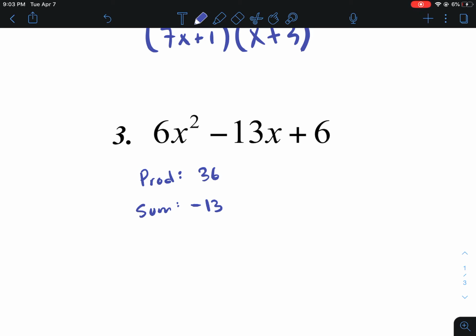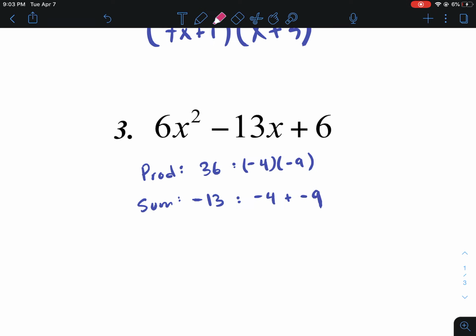So here's the thing. We want a negative sum and we have a positive product. That means both of those factors have to be negative, right? So negative 6 plus negative 6 is negative 12. Maybe 4 and 9. Yeah, that's it, right? This is negative 4 times negative 9, and negative 4 plus negative 9 is going to give us that negative 13. Okay, that's the magic combination.